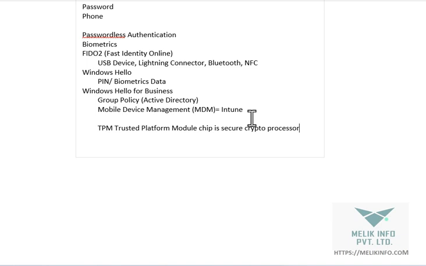So now you can understand why Windows Hello is safer than a password.